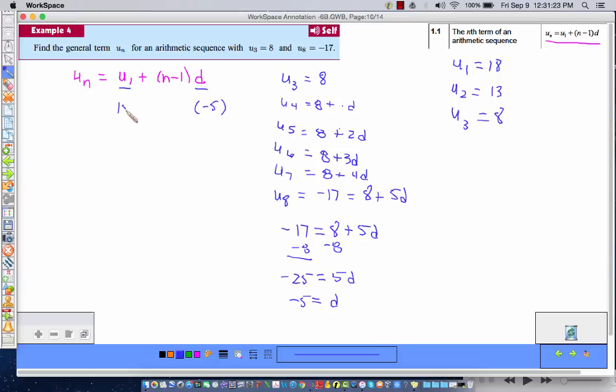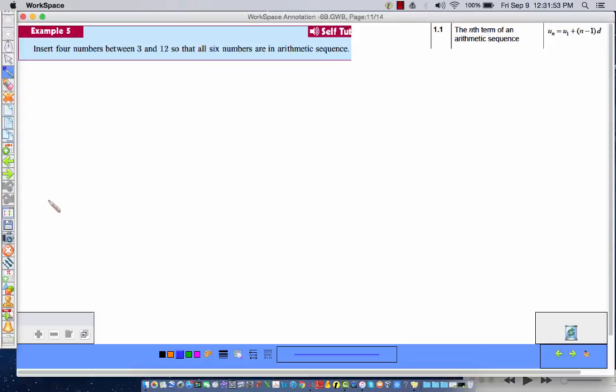So that's 18. So u sub n is equal to 18 plus (n minus 1) times d, which is negative 5. And this is fine for the general term, but you want to simplify it, I think, for obvious reasons, because if you're going to use it, it's easier to use in simplified form. So 18 minus 5n plus 5. So the general term is u sub n equals 23 minus 5n. Booyah! All right, a couple more.